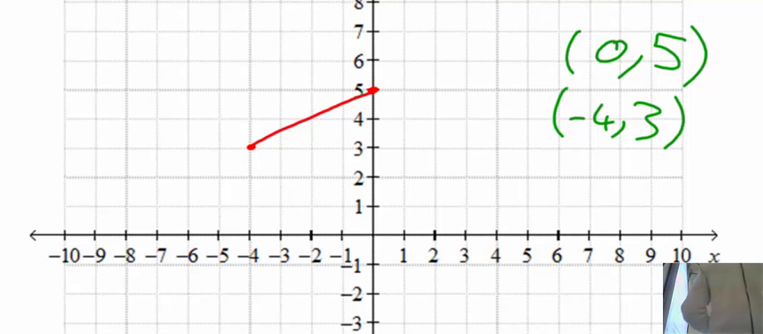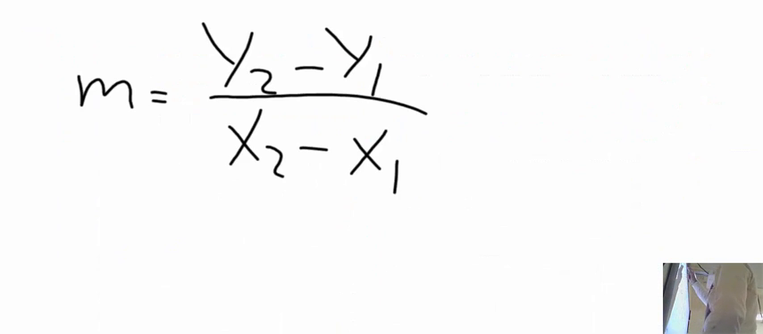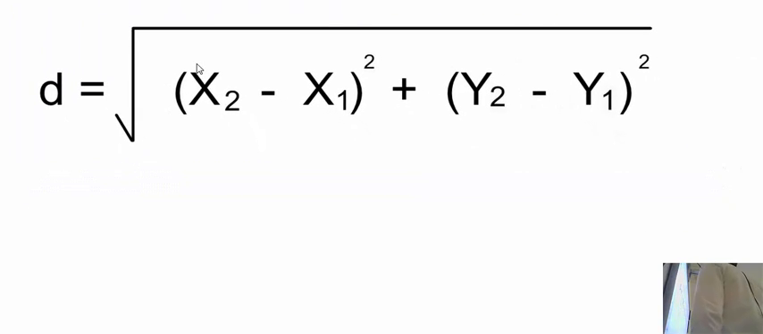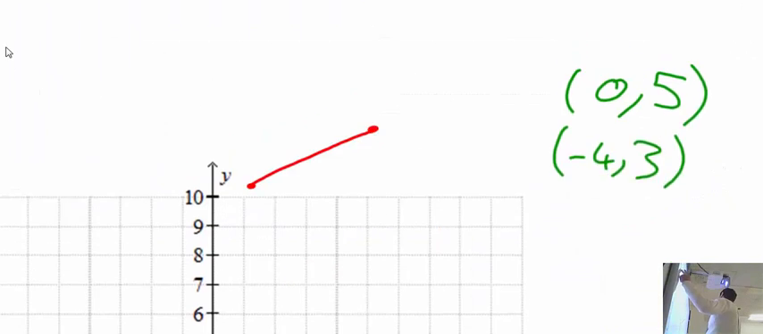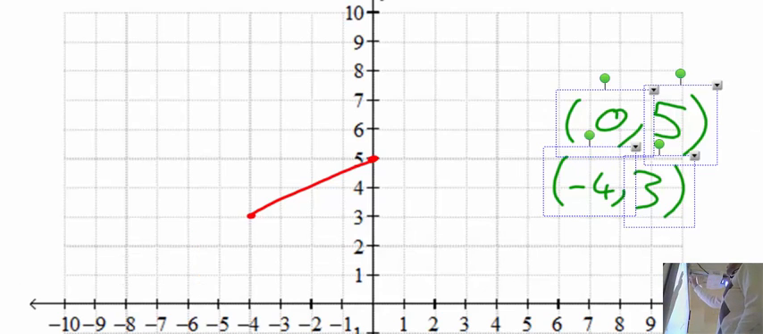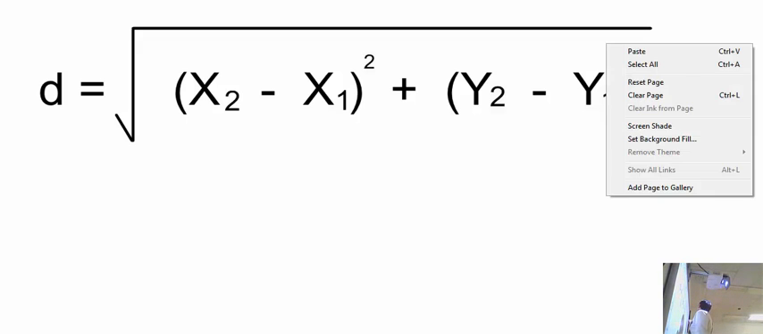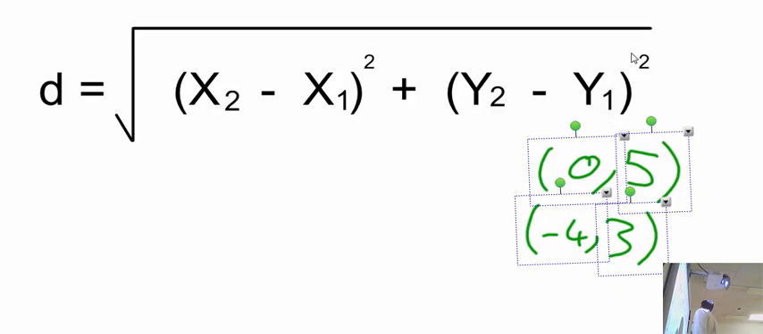Now, before I go and calculate the distance between 2 points, let's go back and copy the formula. And let's open a new page here. So that's the formula. And I need the coordinates as well. Those are the coordinates. Copy. Let's paste that over here. Those are the coordinates.